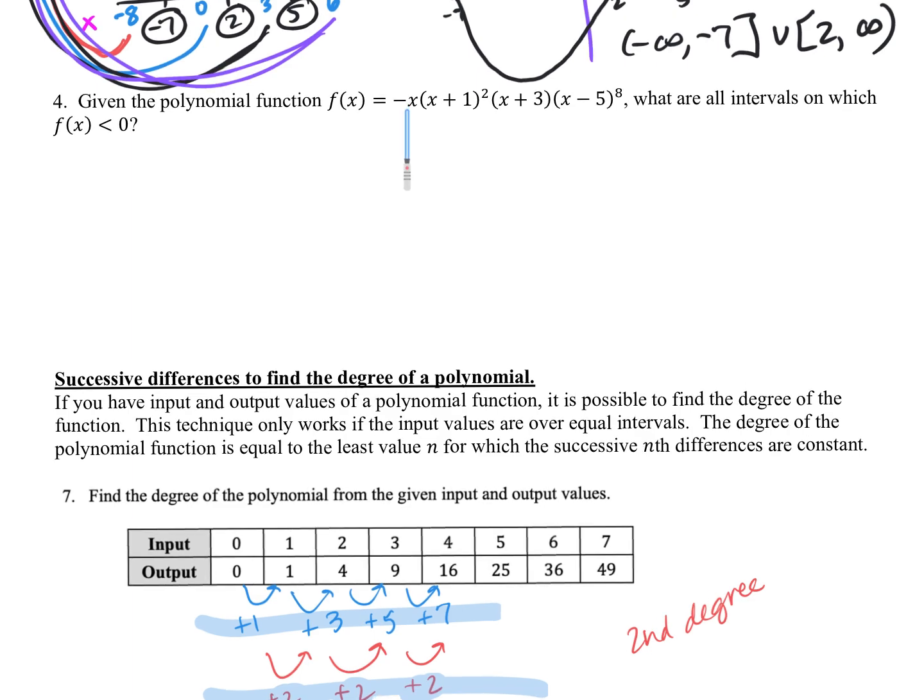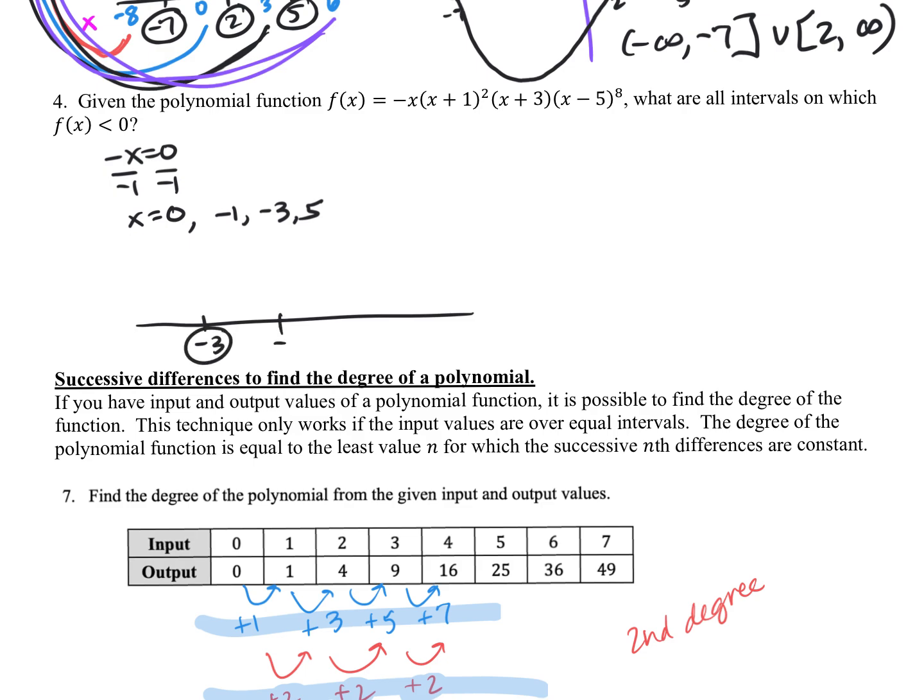How many zeros do we have on this one? Gross. When would negative x equal 0? No, we get uncomfortable with these. When does negative x equal 0? What's 0 divided by anything? Yeah. So we've got a root of 0 on this one. 0, what else? Uh-huh. And? Yep. Okay, so our zeros are 0, -1, -3, and 5. We're going to go put those on a number line. Least to greatest: -3, -1, 0, 5.